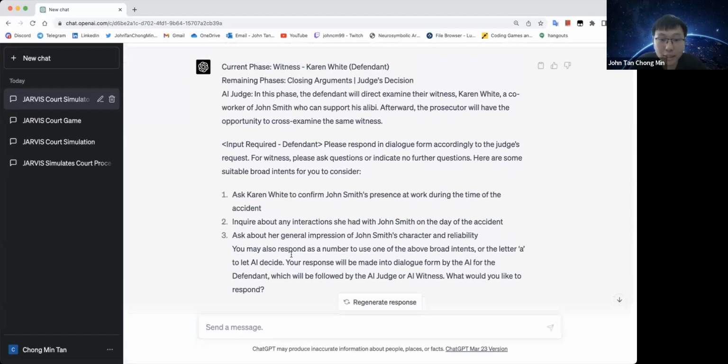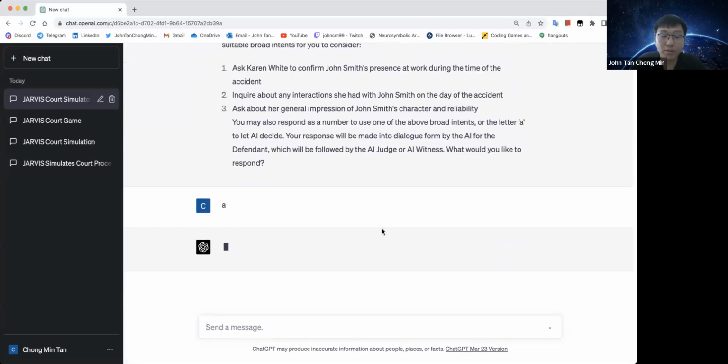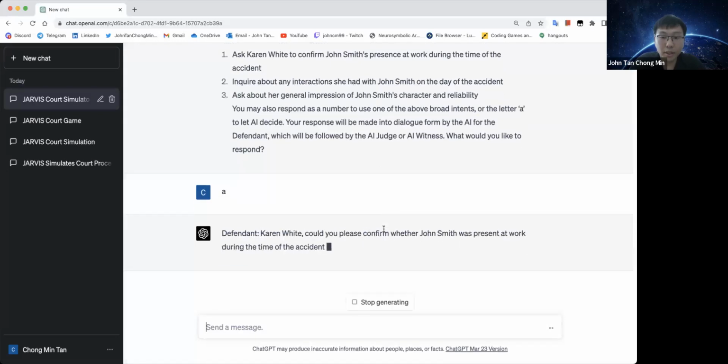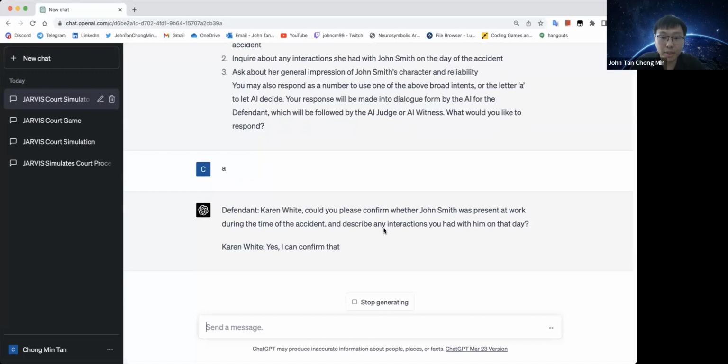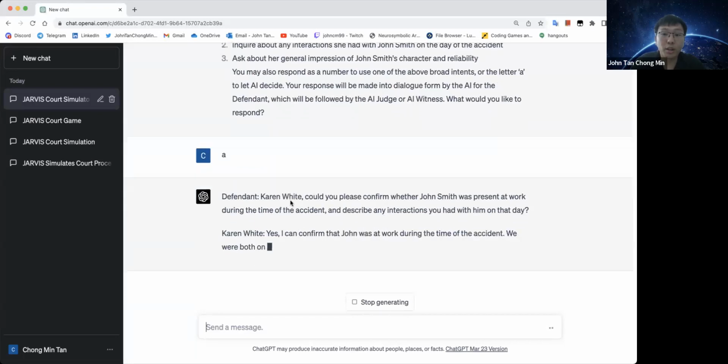All right, so for the defendant, let's just ask the AI to give a response. Please confirm whether John Smith was present at work during the time of the incident. All right, so this is the co-worker of John Smith.